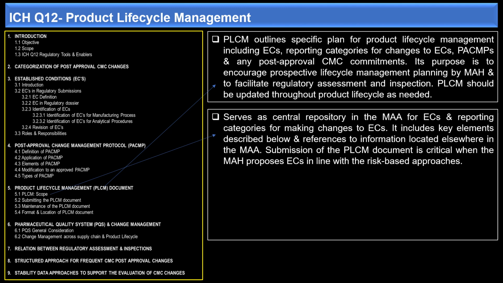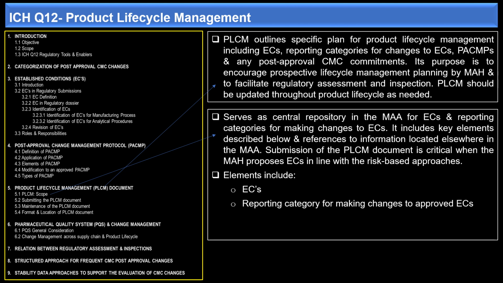It serves as a central repository in the manufacturing authorization for the established conditions and reporting categories for making changes. It includes key elements described below and referenced to information located elsewhere in the authorization. Submission of the product lifecycle management document is critical when the MAH proposes ECs in line with the risk-based approaches. So the elements include the established conditions, reporting category for making changes to these approved established conditions, the post-approval change management protocols, and the post-approval CMC commitments.